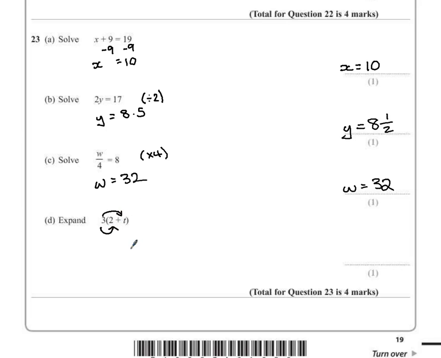Some people like to use a grid. It's up to you, whatever method you've learned, just remember that everything in here has to be multiplied by the 3. So 2 times 3 is 6. 3 times t is 3t. And because they're both positive, it's still add. We've not changed anything. So we've got to remember it's 6 add 3t. Everything in the bracket is 3 times bigger.